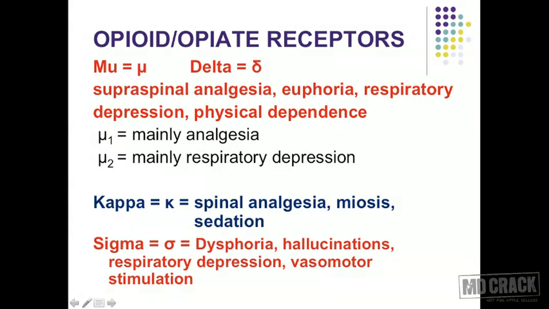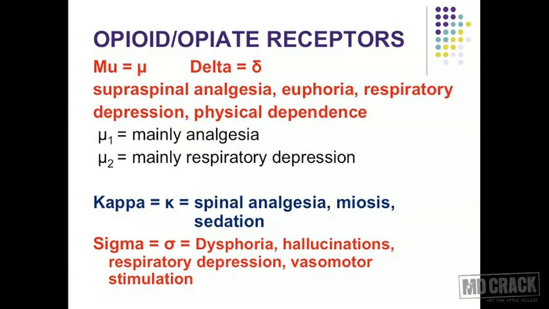I hope you're looking at the slide. We're just trying to tell you that mu, delta, and kappa, all the receptors are responsible for analgesia. Mu and delta mostly supraspinal analgesia, and kappa mostly spinal analgesia. Mu and delta are also responsible for respiratory depression and the euphoric effects and the physical dependence, whereas kappa is mainly important in miosis and sedation.